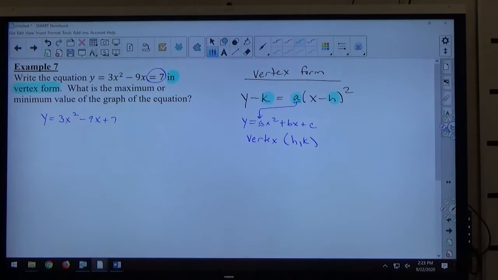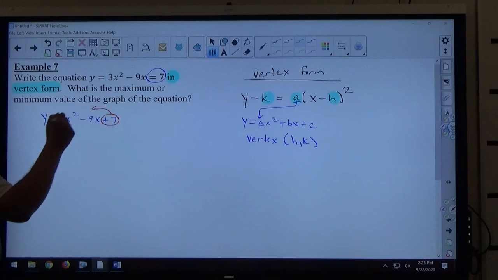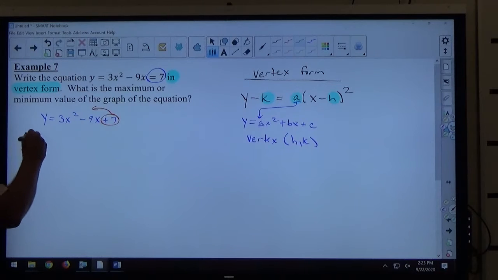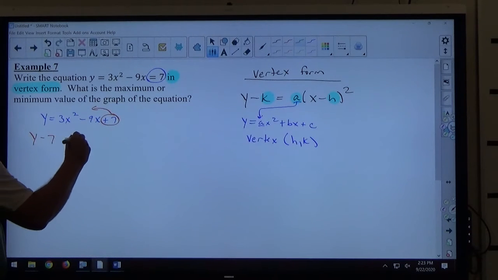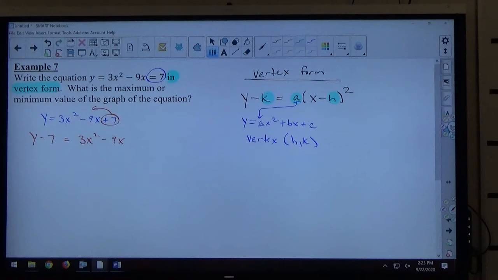So the first thing I'm going to do when I'm trying to make vertex form, I'm going to isolate the x's. I want the x's on one side, not x's on the other side. So I'm going to start by taking this plus 7 and slide it over to the left. So that gives me y minus 7 equals 3x squared minus 9x. Okay, that's first.